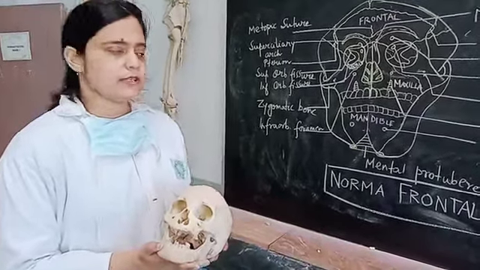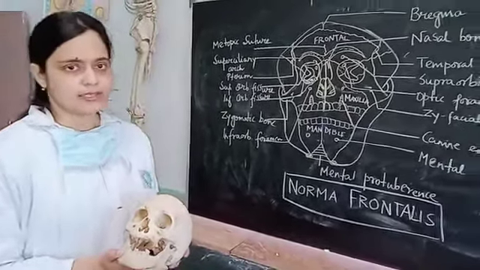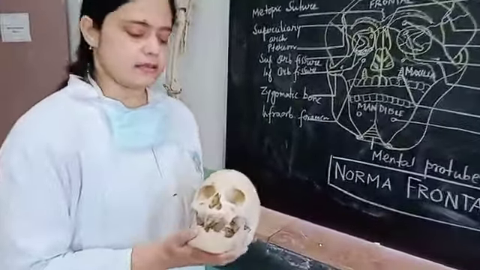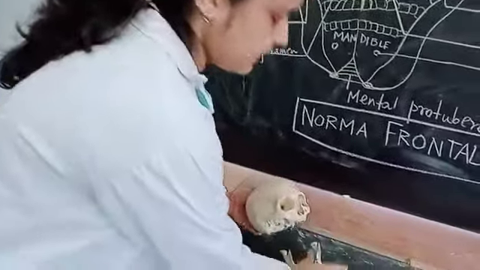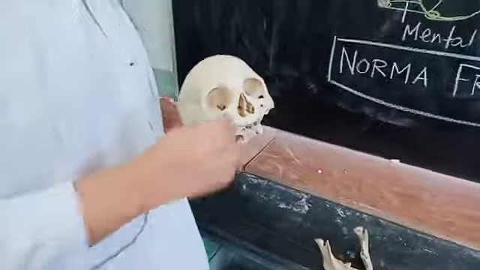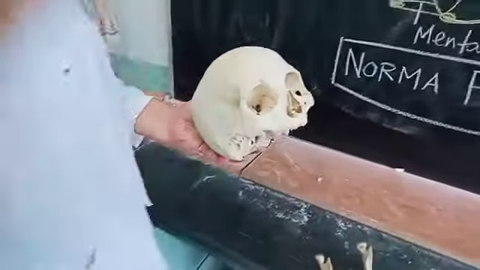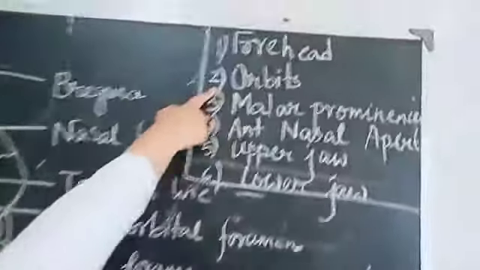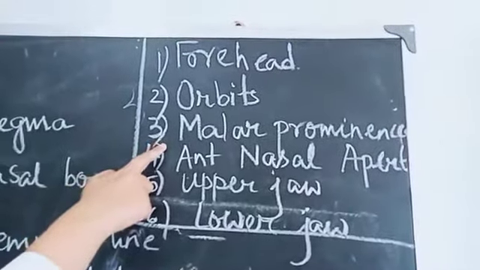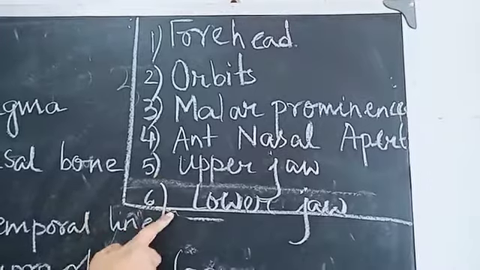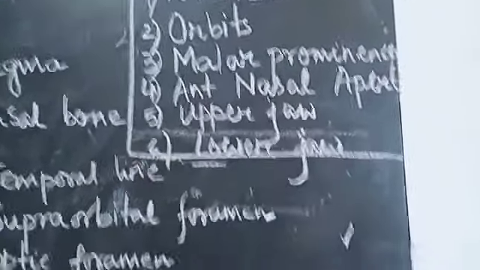Today we are going to discuss the norma frontalis or the splanchnocranium. This is just a summary of the previous classes because we have already read about the individual bones. The facial skeleton or the norma frontalis comprises the following parts. Look at the board. This is the forehead, orbits, malar prominences, anterior nasal aperture, upper jaw and lower jaw. These are the 6 components.